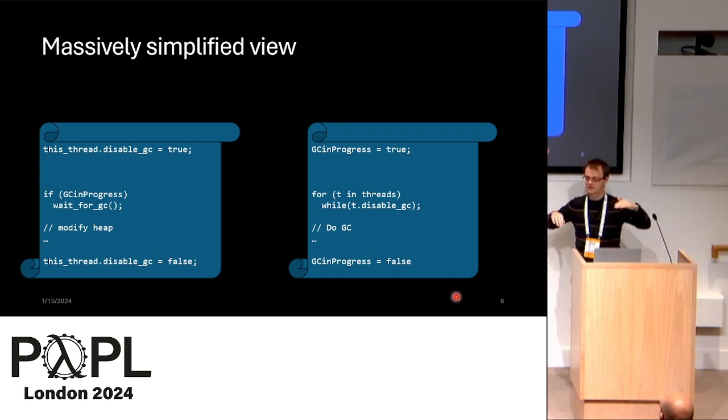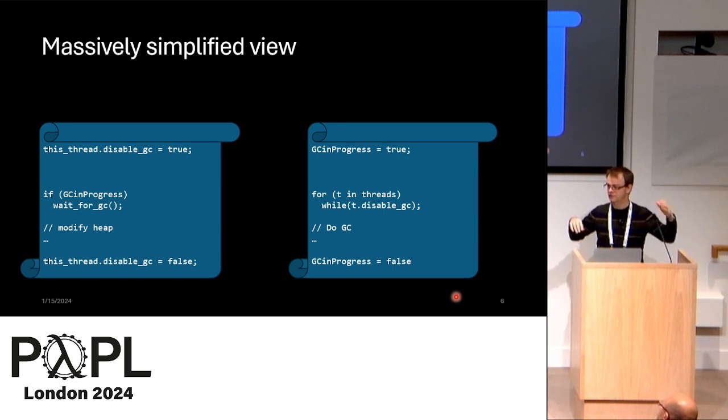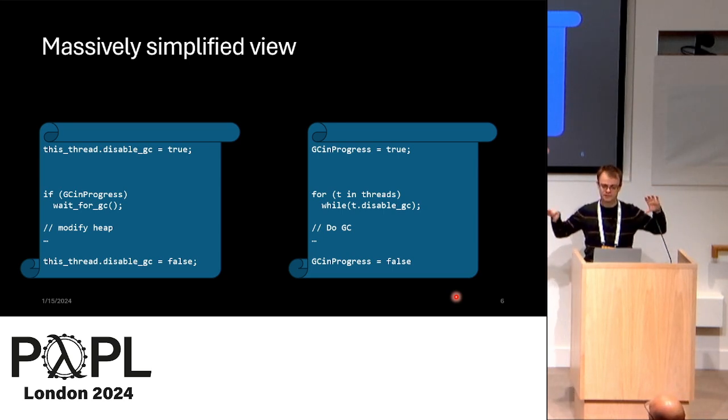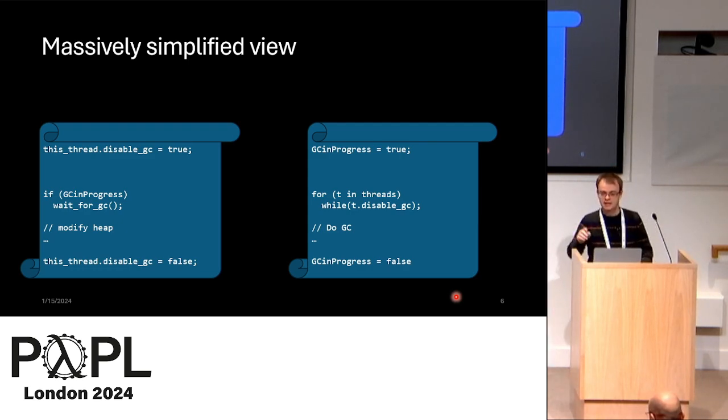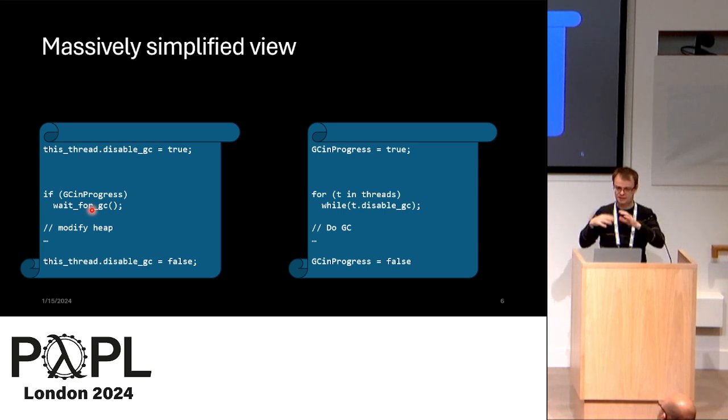So this is a bit like a semaphore, but one thread is notifying all the other threads that the GC is happening, and the other threads each have a way of saying that they want it to stop. Yep. Won't this deadlock, just the code on the screen? So wait for GC actually then unsets the disabled GC flag. Sorry, there's a lot of code that I read. I tried to fit it on the slide. But yes, it doesn't deadlock because this waits.